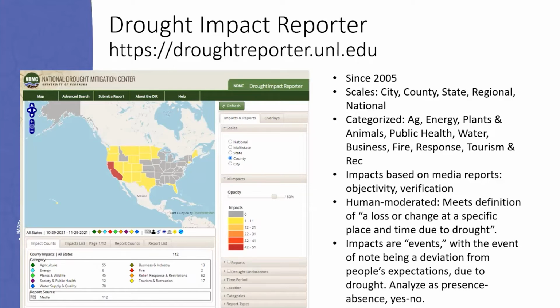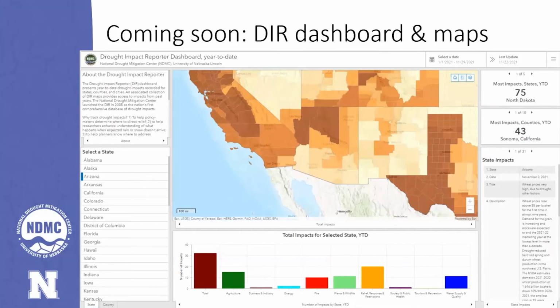But again, it's a broad scan, it's media-based. It's not quantitative data about one particular impact. We're also in the process of giving the Drought Impact Reporter a new look. It's the same data, but I feel like this new Esri dashboard is going to display it much more effectively. We'll have a year-to-date DIR dashboard, and then there'll also be a set of maps that are searchable and downloadable that let you query past years for the Drought Impact Reporter.